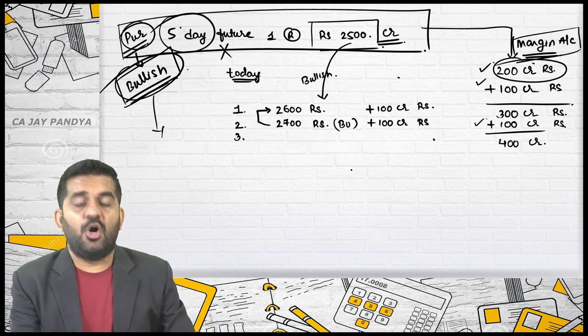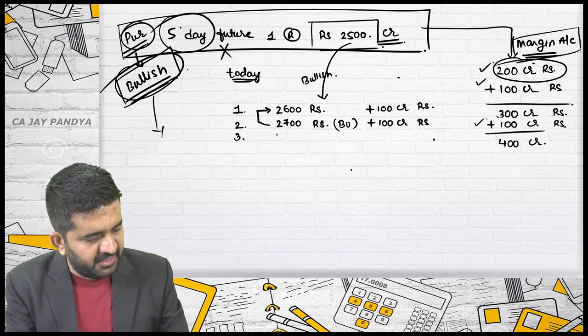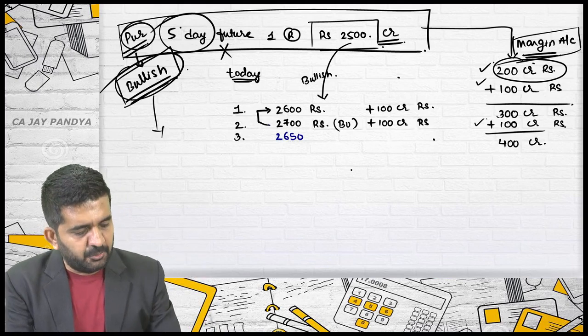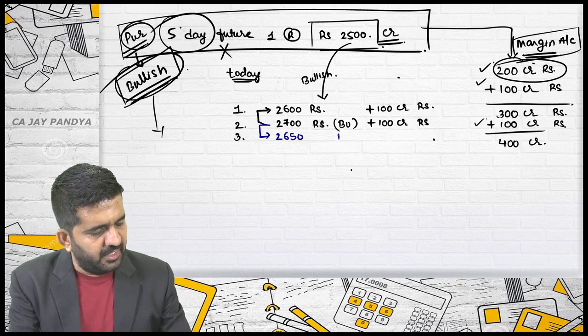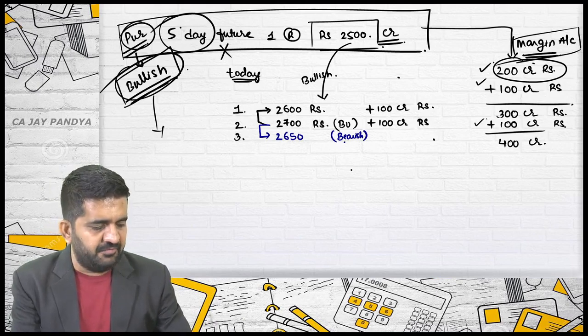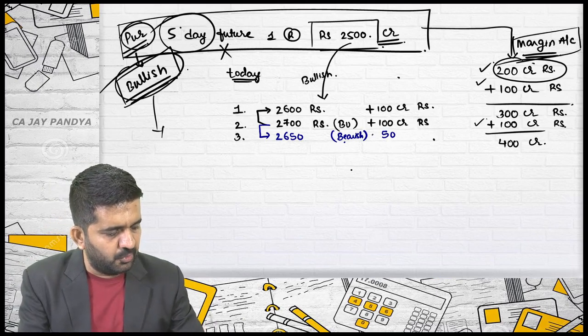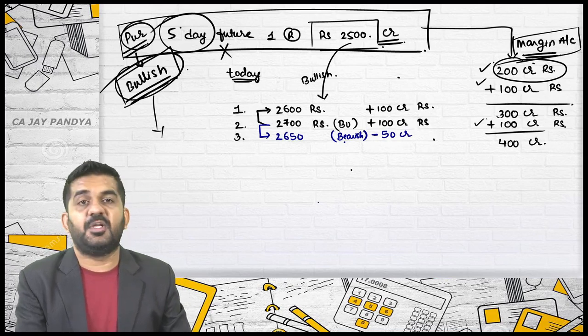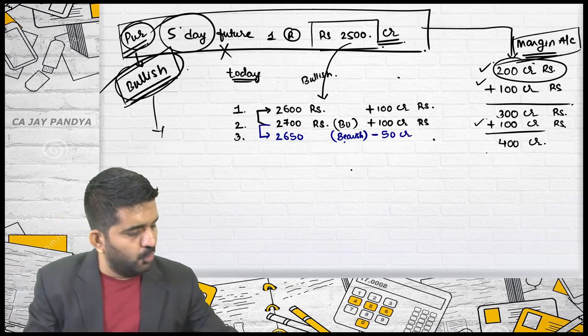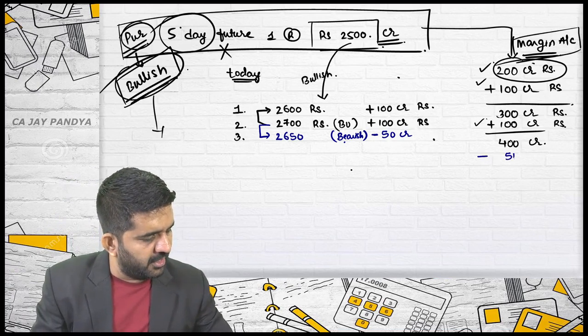The price of this particular commodity became 2,650. Compare it with the previous day. Now it is bearish. And you need to compare it with the previous day only. Difference is 50 crore, but you will be losing 50 crore rupees. Broker will ask you to pay. No, it will be deducted from your margin account.